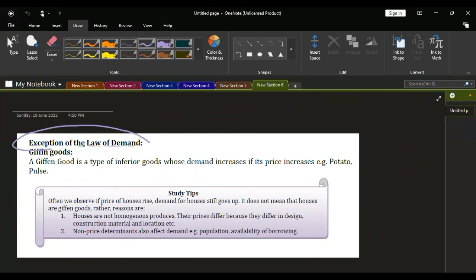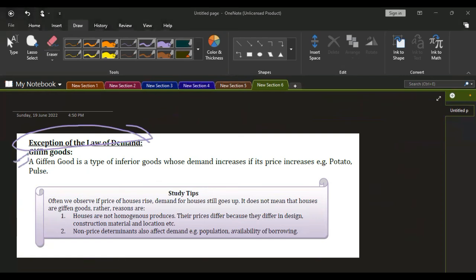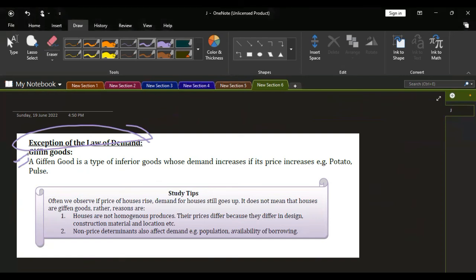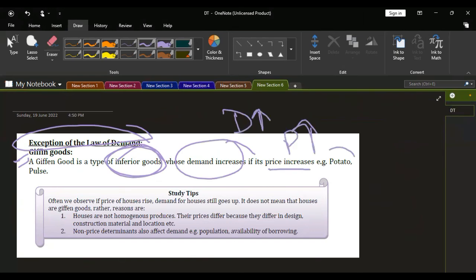Exception of law of demand is also Giffen goods. Giffen goods are those goods which consumers want to purchase at any price. Giffen goods are a type of inferior goods whose demand increases with the increase in price. For example, potato, pulses, etc.